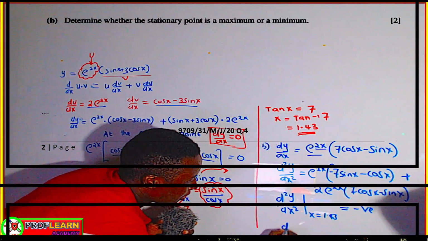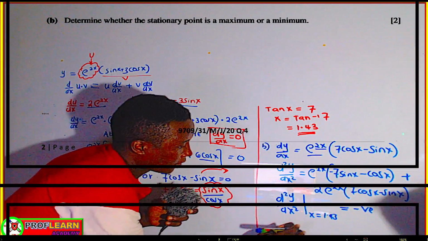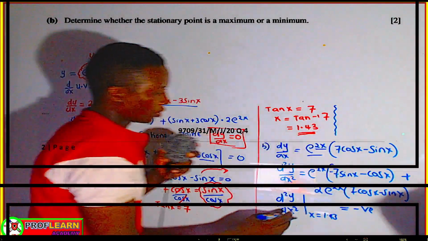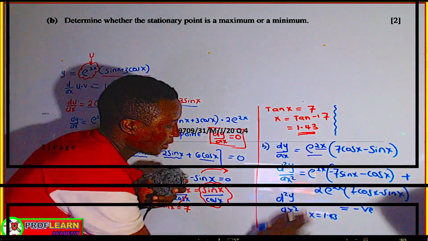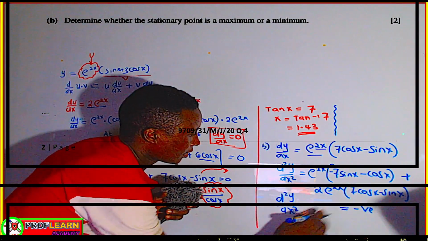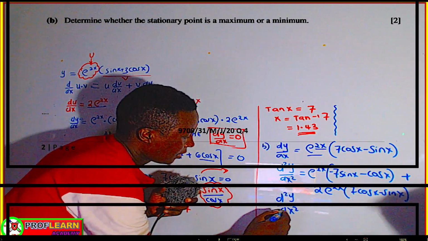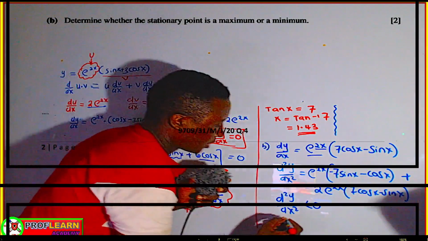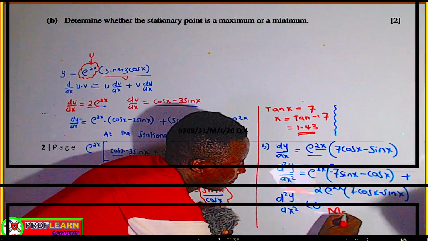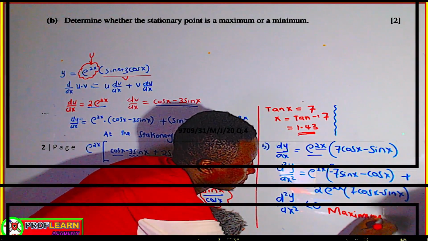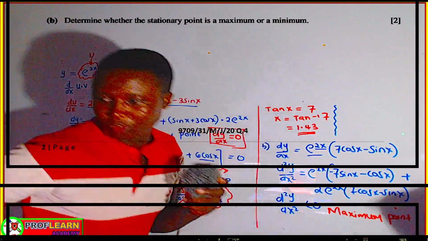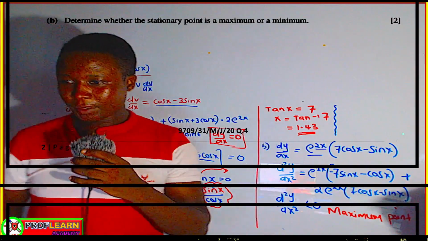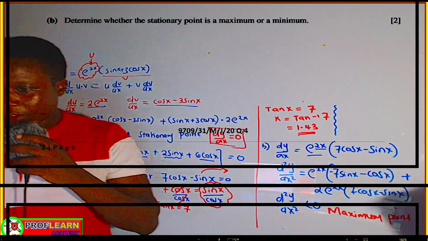So once you work that out, you are going to realize that our d squared y over dx squared is less than 0, and when you get that it is less than 0, that means that this is a maximum point. So that's basically what you do in a scenario like that.